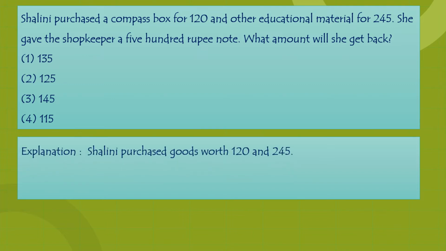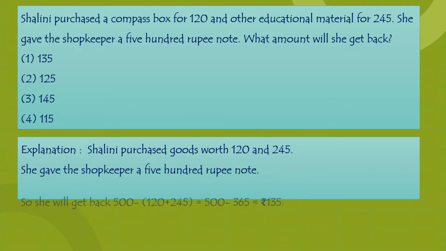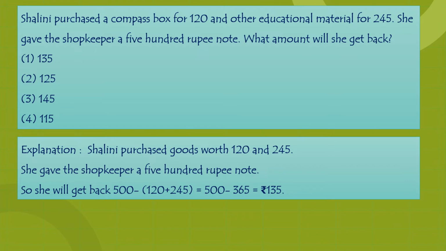Right? Shalini purchased goods worth rupees 120 and 245. That means you have to add this up. So she gave the shopkeeper a 500 rupee note. So you have to subtract the total amount that she purchased from 500 rupees. That means 120 plus 245. If you add them, you will get 365. Right? 365 you will subtract from 500. And you will get the answer as rupees 135 that the shopkeeper has given Shalini back from the 500 rupee note that she had given. Okay? Very simple question.